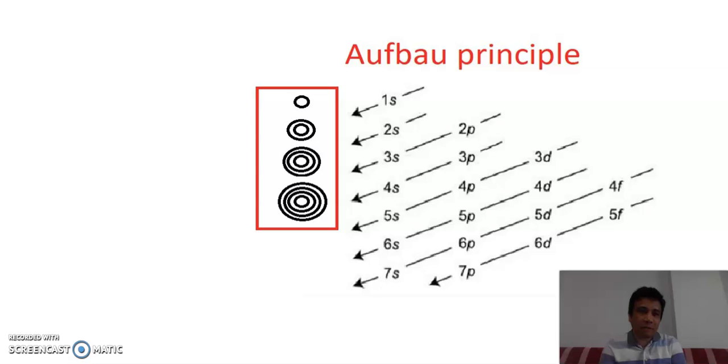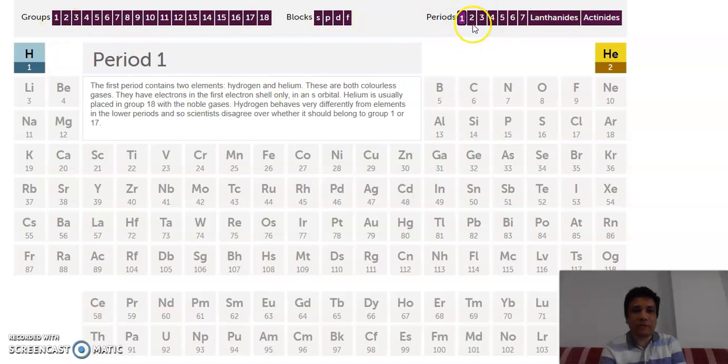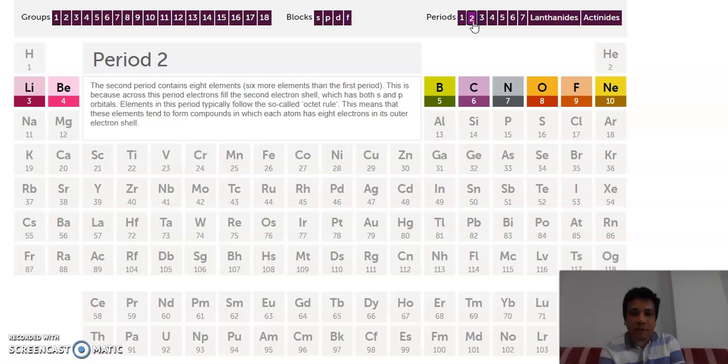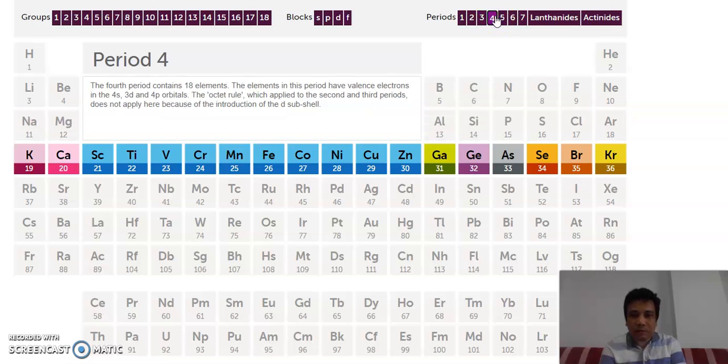At the same time, to place the elements in the modern periodic table, we see the first period has only 2 elements. The second period has 8 elements. The third period also contains 8 elements. The fourth and fifth periods contain 18 elements.